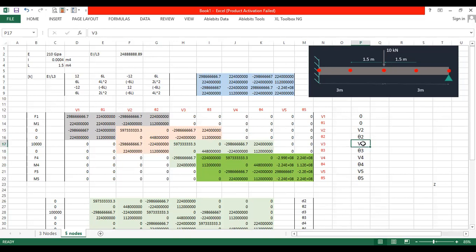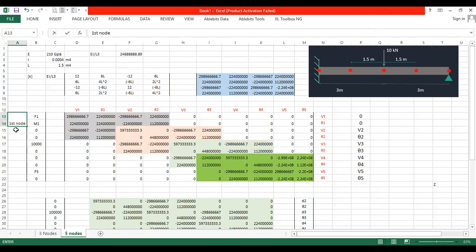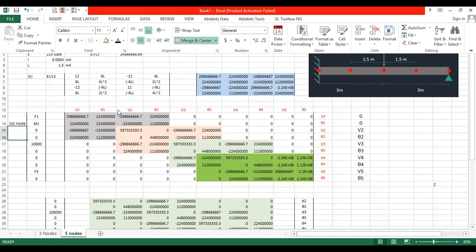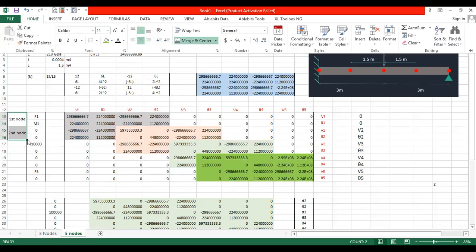Here you have some displacement and rotation. At F4 you don't have any loading, but V4 and theta 4 are there, not 0. At the 5th node you have some reaction, and the bending moment is 0 because of the pin support. So again, this is the first node, this is the second node.